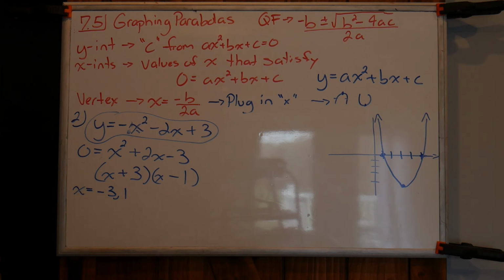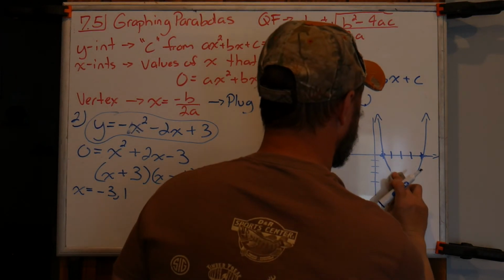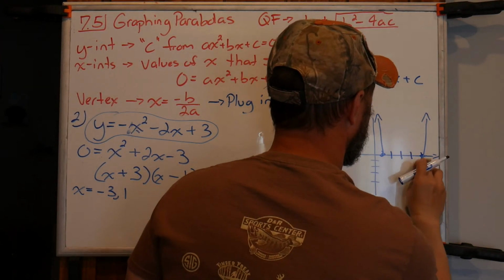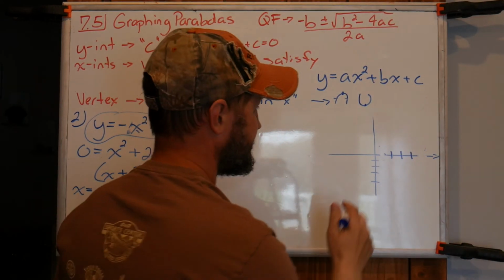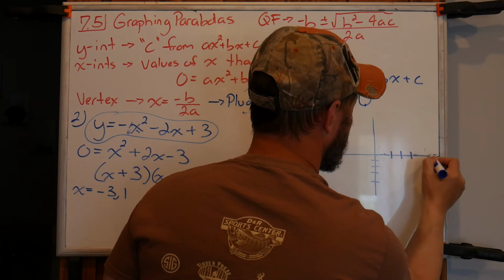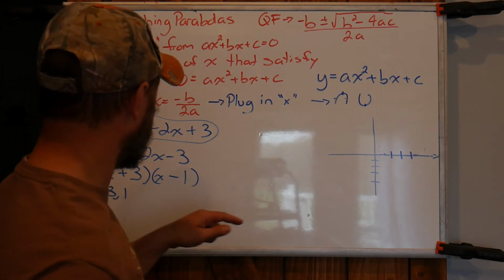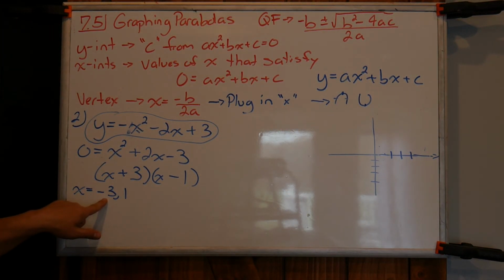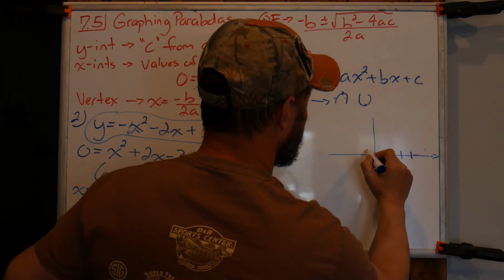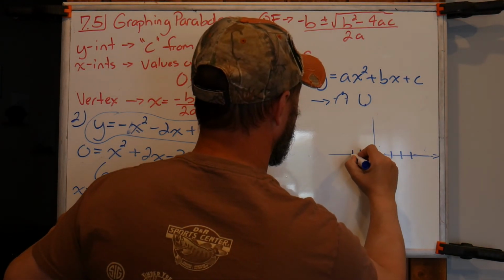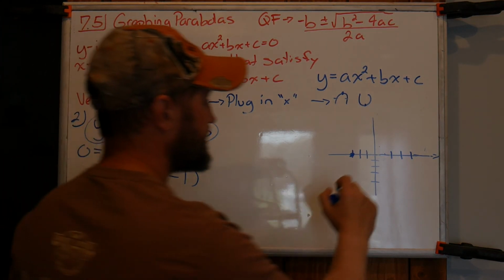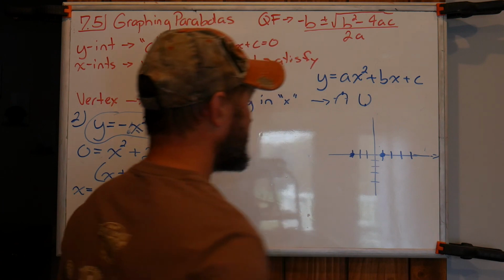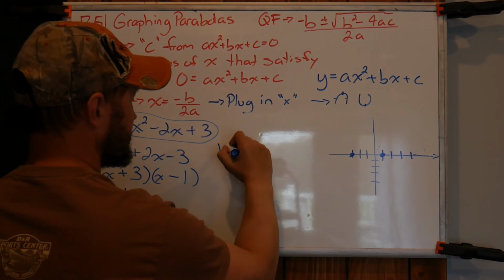Maybe I'll graph just this one here. I'll graph this one real quickly, just for one added visual. So my x is negative 3. 1, 2, 3. So I know I'm crossing there, and it's 1, which is there. So now all I need is my vertex.